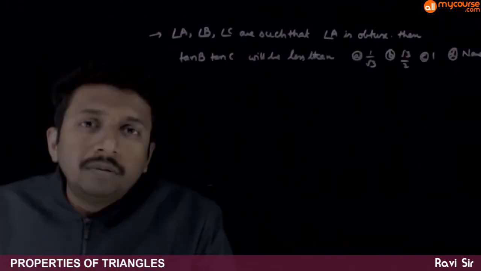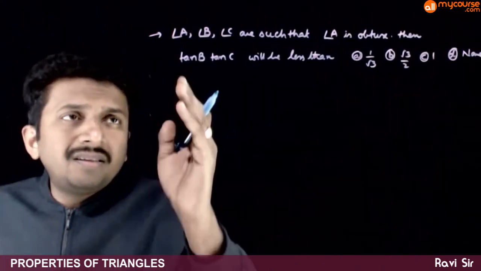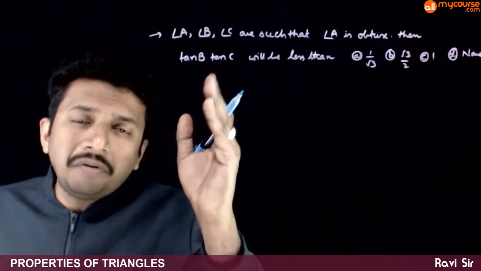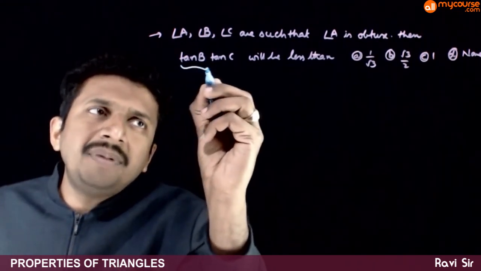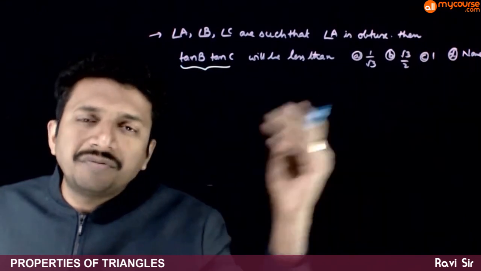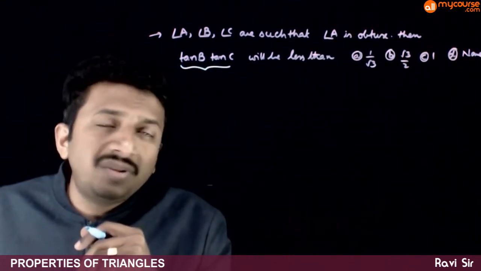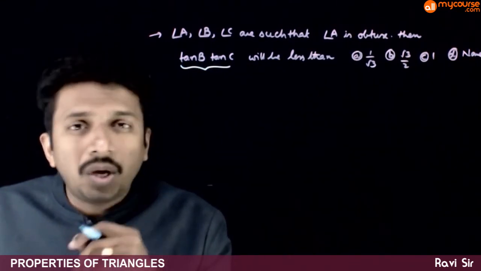Thank you. So in this question you're given that angles A, B, C of a triangle are such that angle A is obtuse, then tan B tan C will be less than which of these numbers? 1 by root 3, 3 by 2, 1, and none of these.